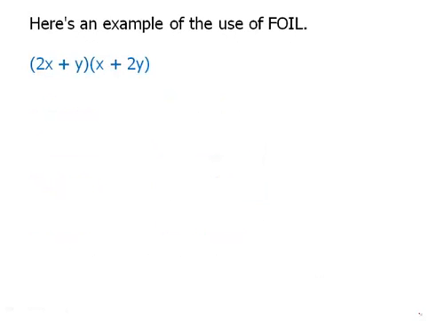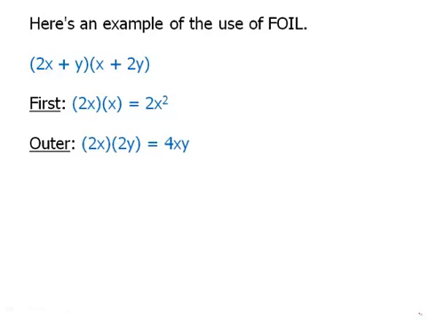Here's an example, the use of FOIL. So let's go through this very slowly. Here we have two binomials. The first product we're going to take, the f, that's the first term. So that is the 2x from the first parenthesis and the x from the second parenthesis. So 2x times x is 2x squared. Now we're going to look at the outer products. That would be the 2x at the beginning and the 2y at the end. That product is 4xy.